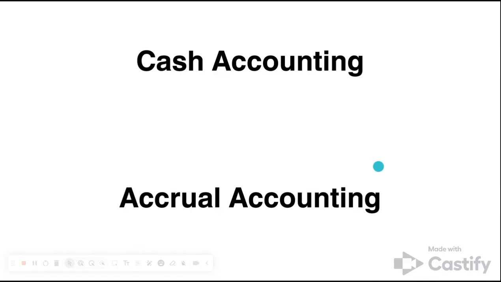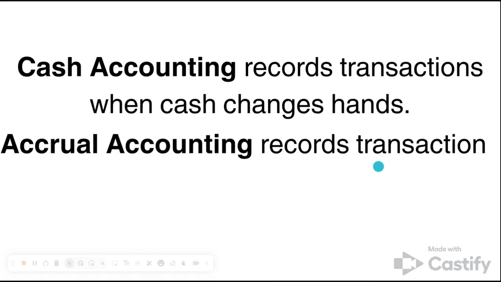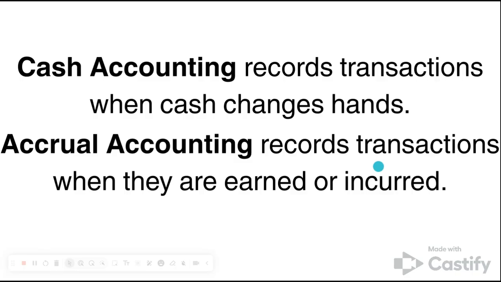When businesses keep track of their finances, they need rules for deciding when to record the revenue and expenses. There are two main methods, cash accounting and accrual accounting. The biggest difference is simple. Cash accounting records transactions when cash changes hands. Accrual accounting records transactions when they are earned or incurred. Let's see what that means for the lemonade stand.